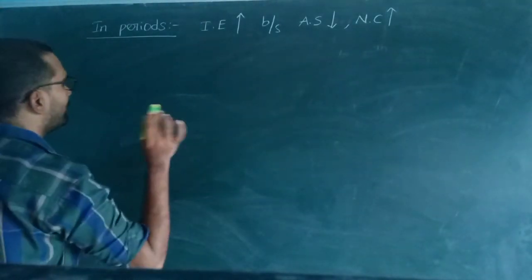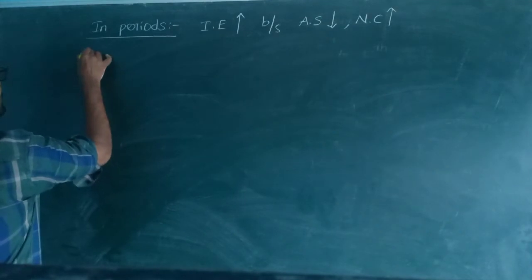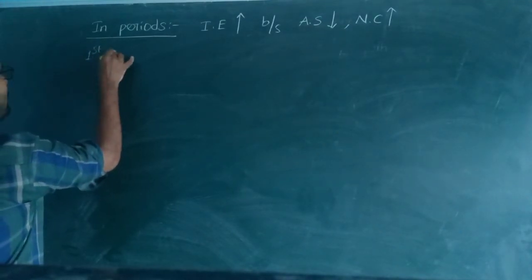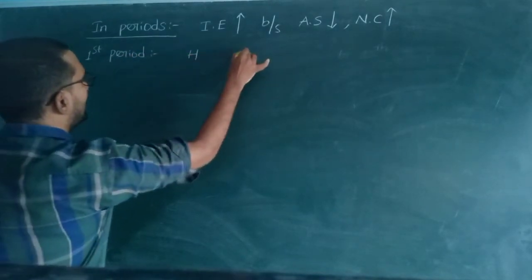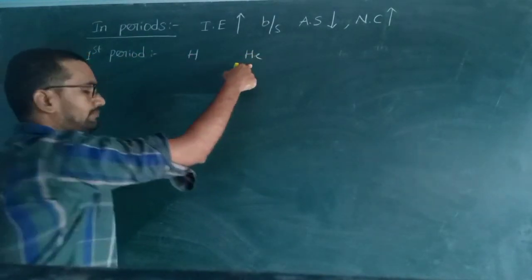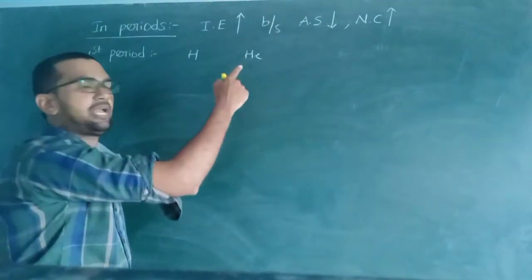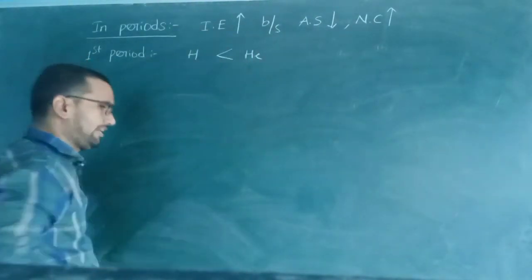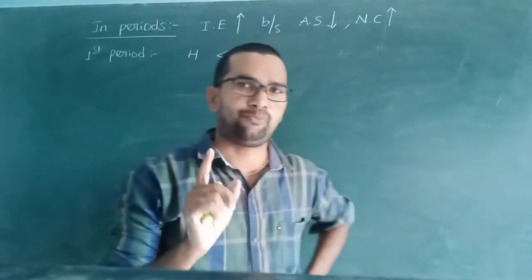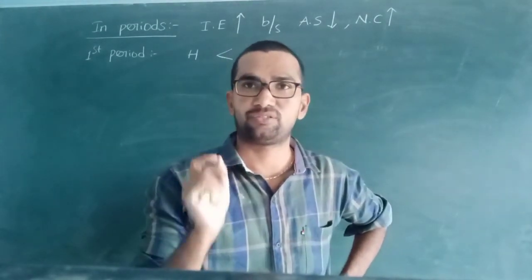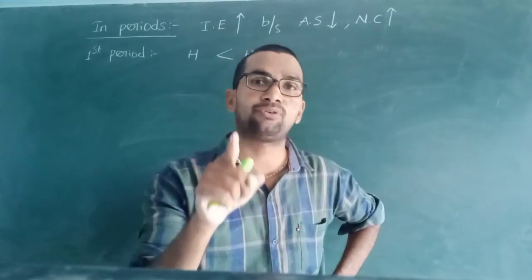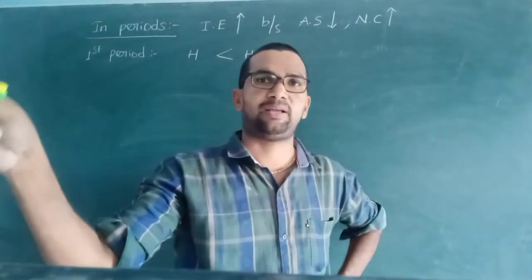Listen carefully, all of you. First period, there is no problem at all. The first one is hydrogen, the second one is helium. Helium, 1s2, noble gas, stable electronic configuration, more energy is required. Remember one point: if any element has a stable electronic configuration, more energy is required than expected.